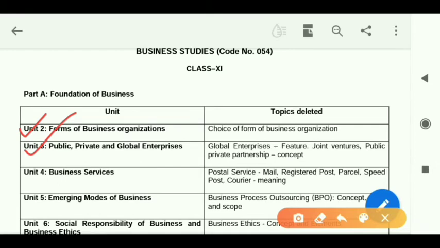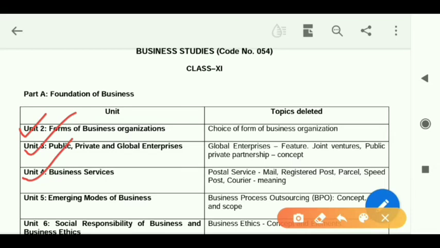Moving on to chapter 4. In chapter 4, the postal service has been removed. Chapter 4 is basically business services, where we learn about insurance services and the communication service. In communication service comes the postal service, so that part is reduced. We will not be learning about mails, registered post, speed post, parcel, and courier mail.